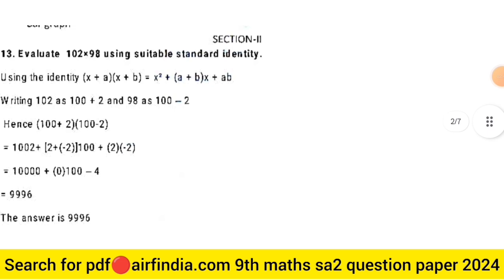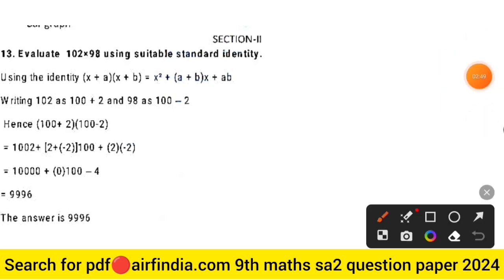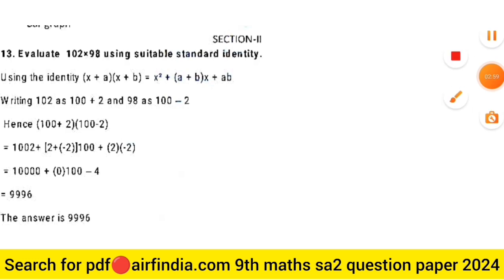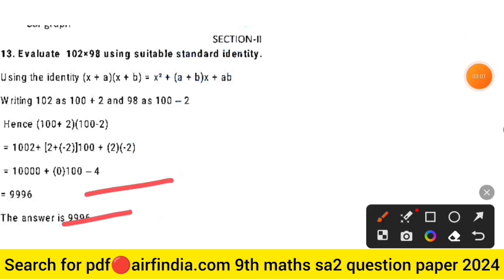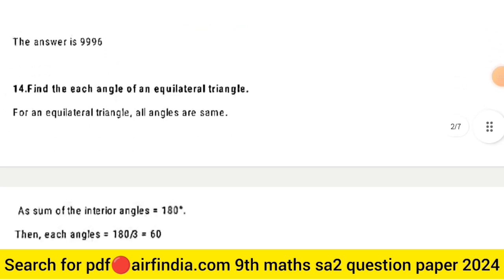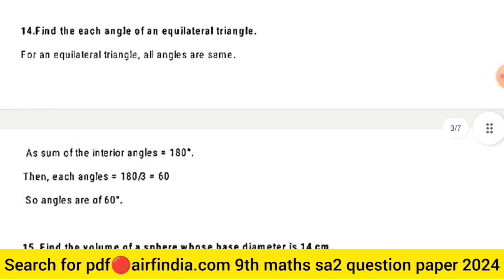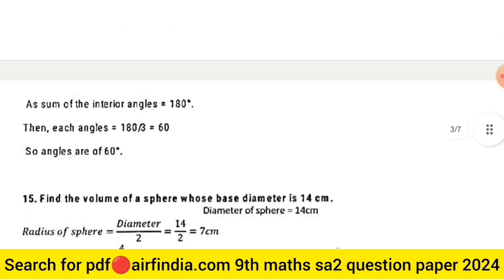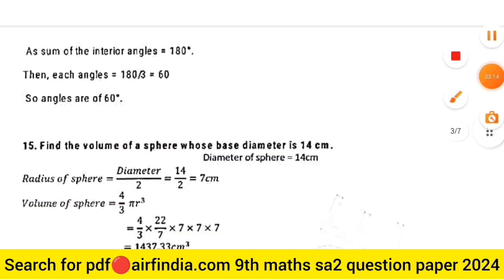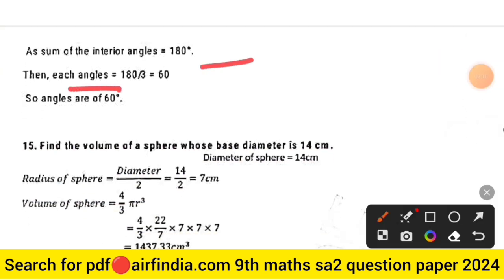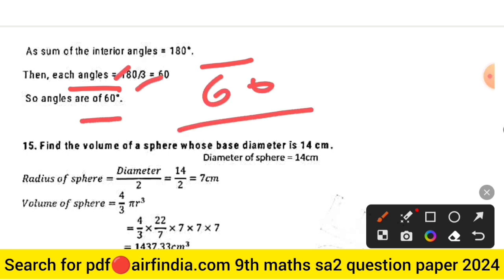Section 2. Evaluate 102 × 98 using a suitable standard identity. Okay, so your answer will become the following. You can follow the steps. Okay, so 9996. And question number 14 is find each angle of an equilateral triangle. For an equilateral triangle, all angles are the same, and the sum of the interior angles is 180 degrees, then each angle is 180 divided by 3, which means 60. So all angles are 60 degrees.